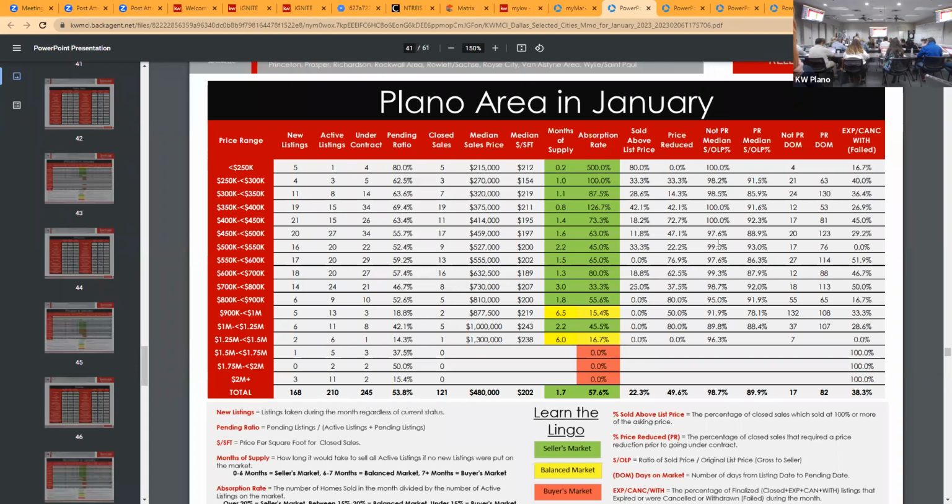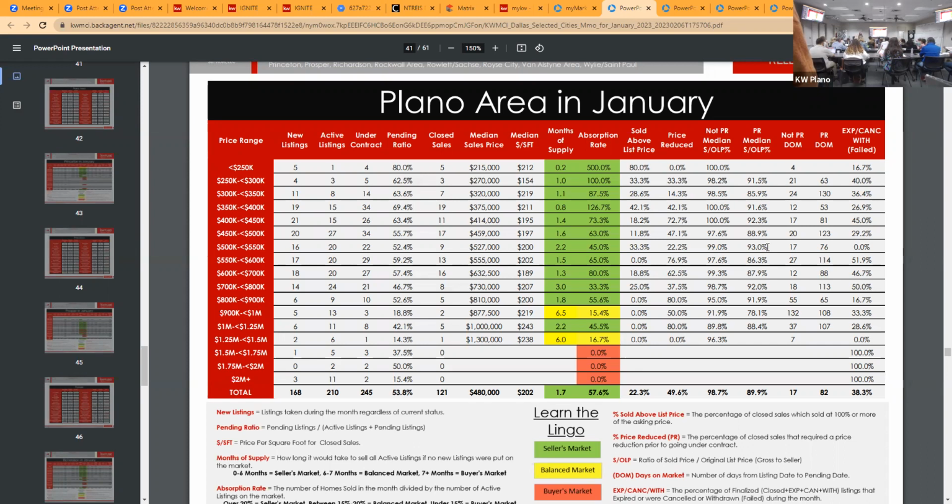This is really powerful. Of the homes that did not do a price reduction, they spent on average 17 days on the market. Of the homes that did a price reduction, they spent 76 days on the market. And 0% expired or canceled in that price range. So if they did a price reduction, it took them 76 days. If they didn't do a price reduction, it took them 17 days. Yep, that's correct.